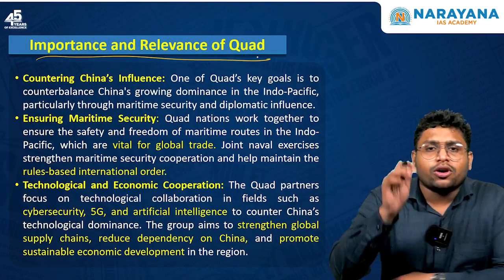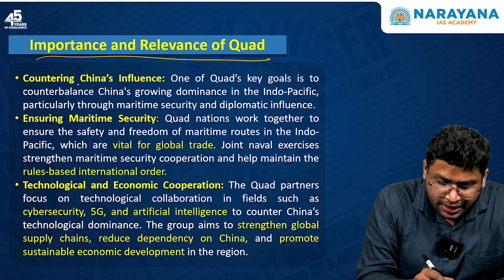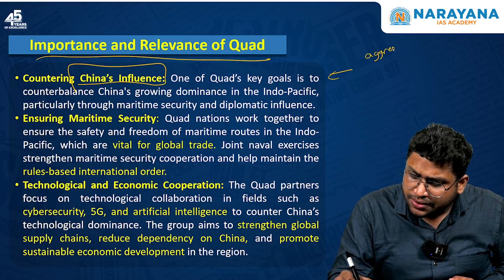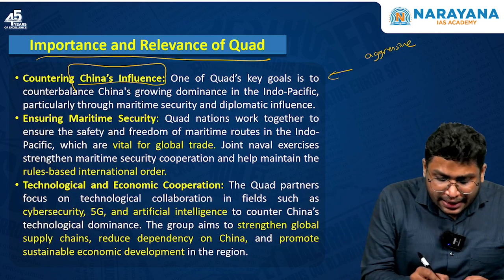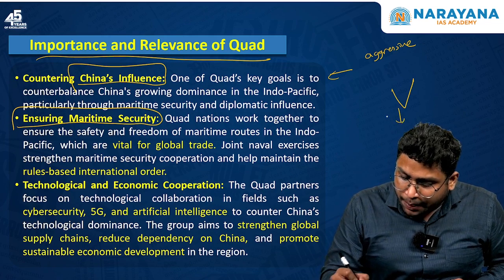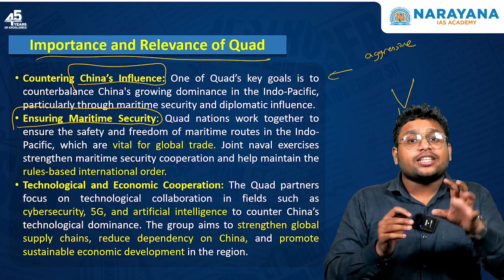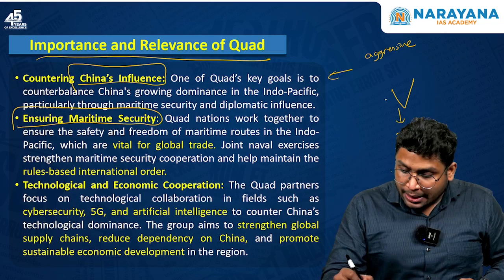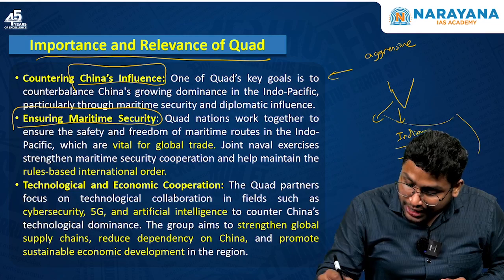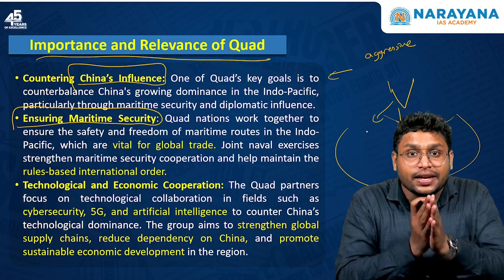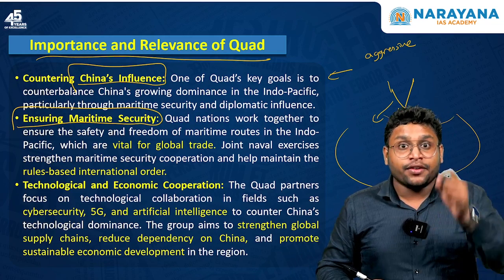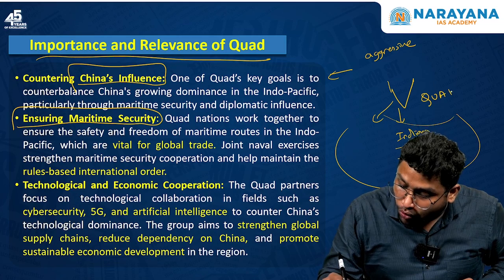Now, what is the importance and relevance of Quad? First of all, obviously, the growing influence of China is a major concern for all of these countries. And China is becoming very aggressive. That is a cause of concern. Second, we want to ensure our maritime security. If you look at India, in the southern part, there is the Indian Ocean. And this ocean is very important for our exports and imports. We send many of our products to other countries and we bring many other products from there too, from these oceanic angles. So the security of this ocean becomes very important for us. And to maintain that security, India alone is not capable of doing that. We need friends, and those friends will be in the form of Quad.